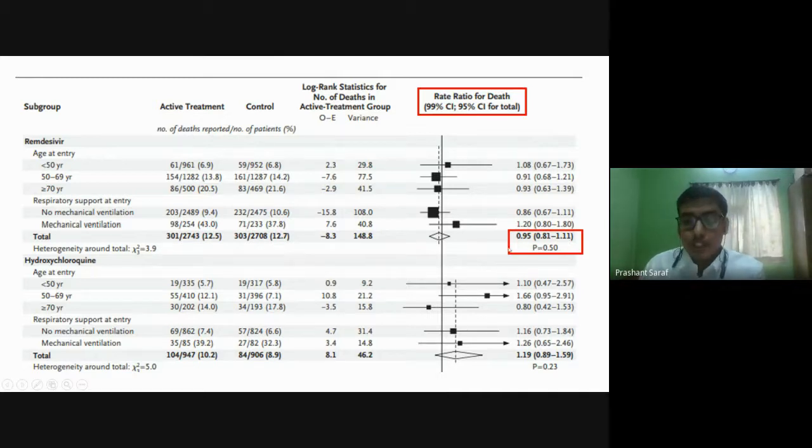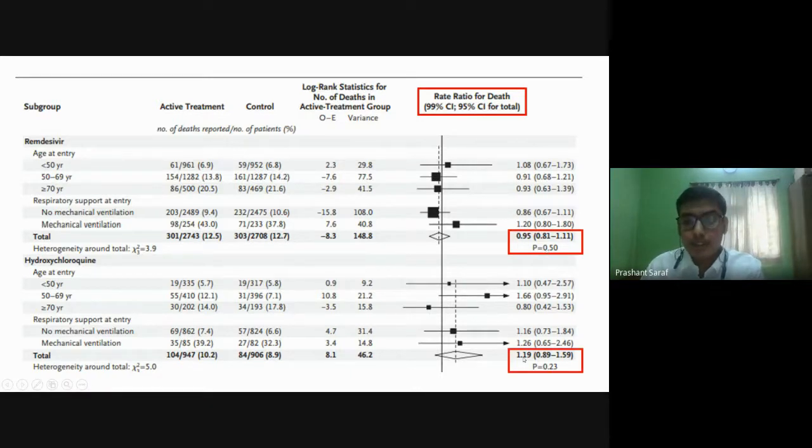What it means is that if you repeat the trials 100 times, then 95% it is possible that you will get a value which is between 0.81 and 1.11. So even though 0.95 might look significant, like remdesivir is causing fewer deaths than the control group, when you repeat the trial 100 times, there is a possibility that the value can be more than 1. The value can be up to 1.1. So this is the meaning of confidence interval, and even the p-value here is not significant.